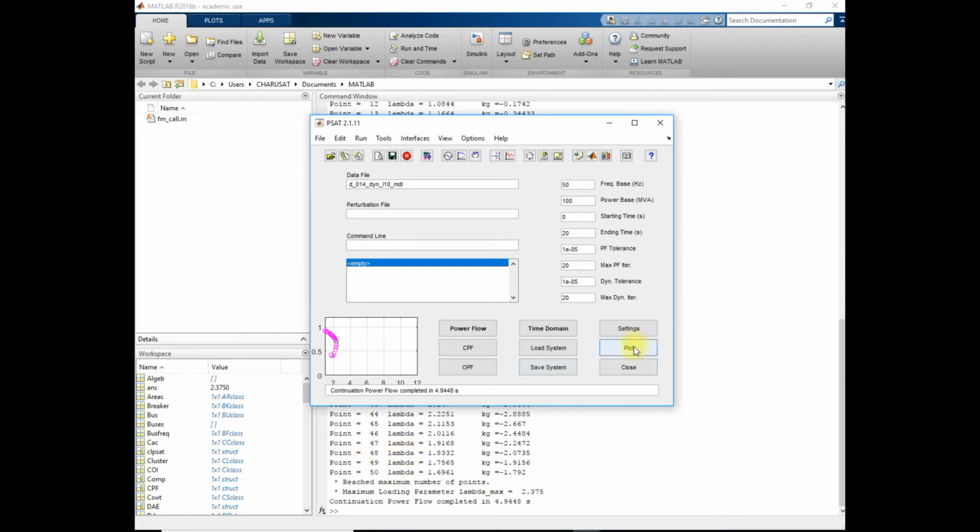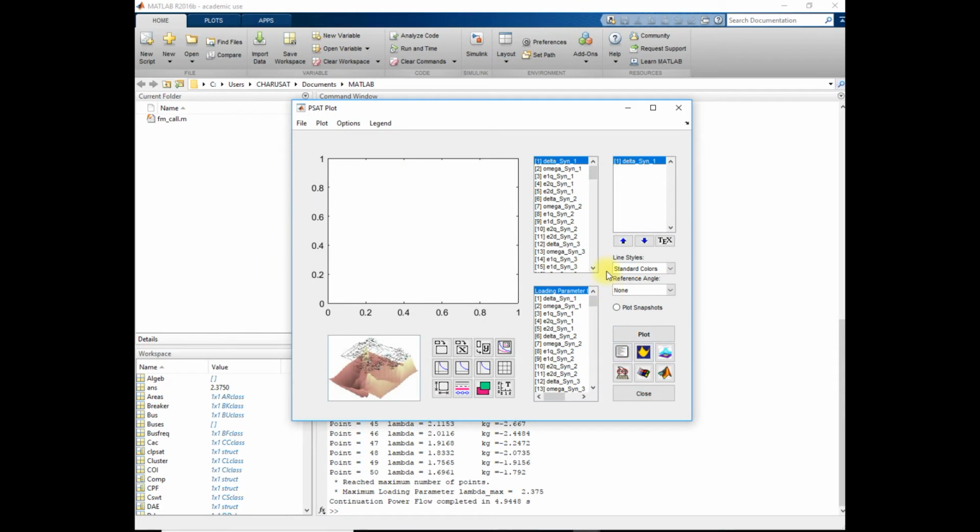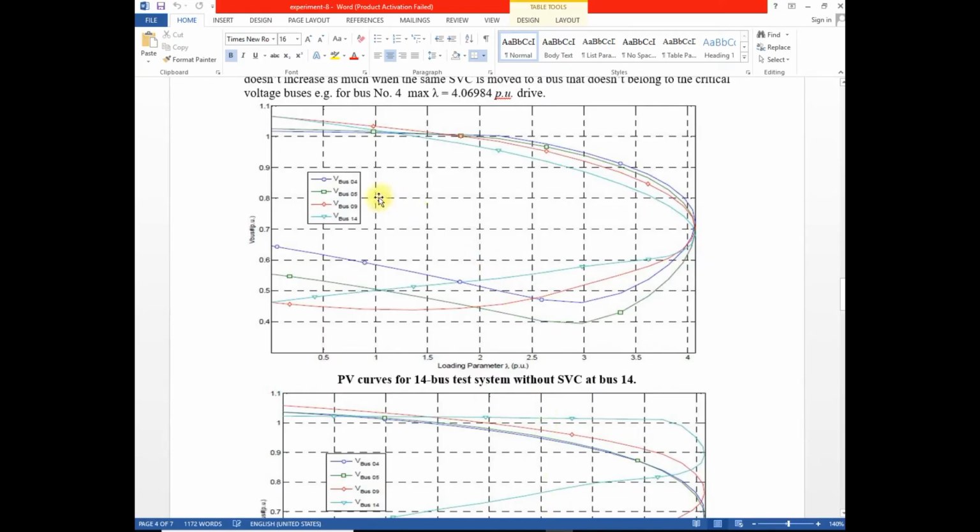Then after plotting this graph: in this IEEE 14 bus system, buses number 4, 5, 9 and 14 are highly loaded buses. So here we measure the graph of voltage at bus numbers 4, 5, 9 and 14. You can see here we already plotted 4, 5, 9 and 14.